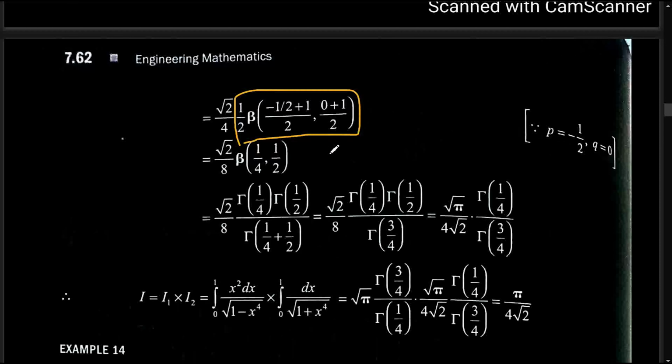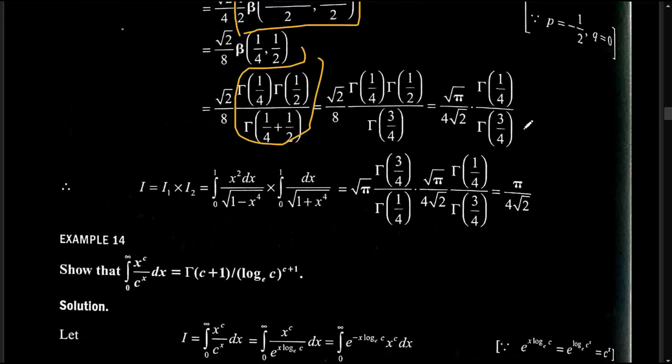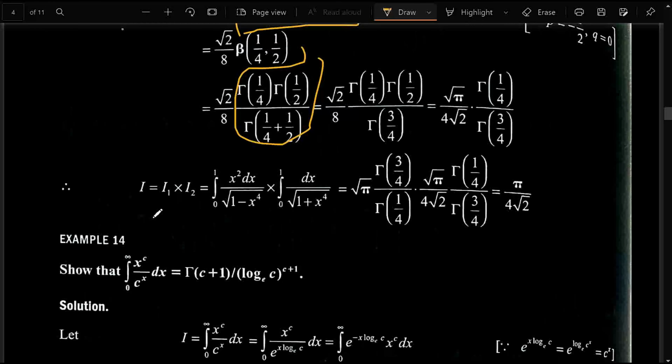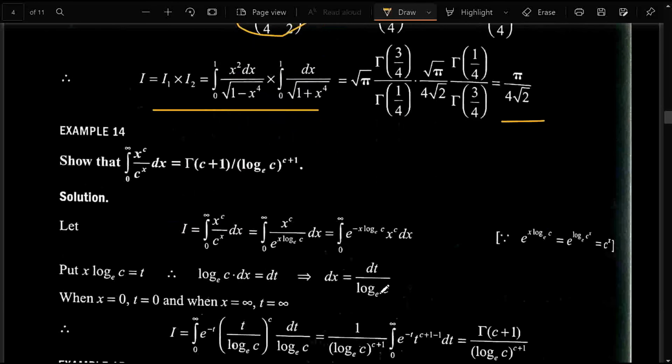So beta of x comma y is equal to gamma of x times gamma of y by gamma of x plus y. So that's what is done here. This is changed into this, and now by simple substitution and simplifications, we get this. And now if you multiply both, you will get the desired output. That's it, we have proved it.